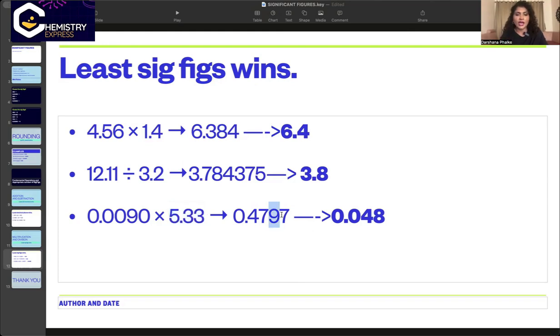Therefore, I have to remove everything after 7. And since the digit immediately after 7 here is more than 5, when we remove this, we'll have to add 1 to 7. So therefore, the answer is going to be, oh my bad, this is going to be 0.004797. I'm sure you also got that. If you have done it, you must have got this, and we have to remove these 2 digits. We'll add 1 to 7, and therefore our answer is 0.0048.